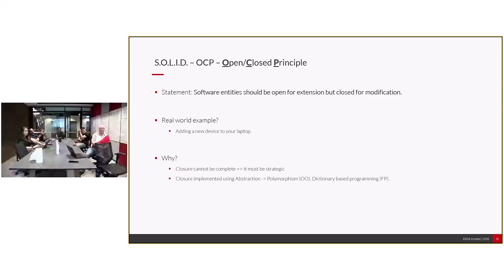Again, closure is implemented using abstractions. It's typically polymorphism in OO, and another example is dictionary-based programming in FP, where you are essentially attaching a piece of code in a dictionary with a particular key. This is very beautiful, which is essentially what polymorphism is. There's a V table, which is what dictionary-based programming is.